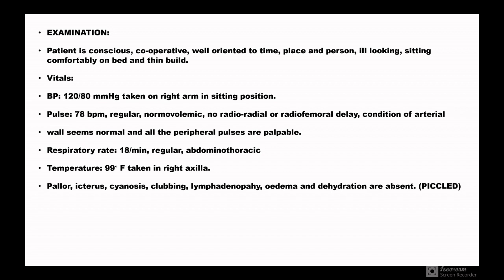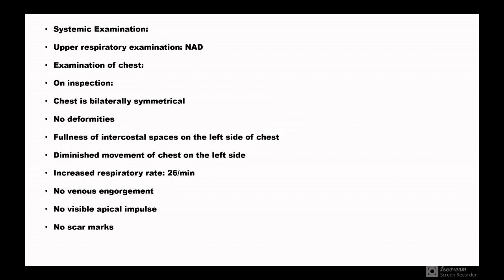Blood pressure is 120 by 80 mm of Hg, taken on right arm in sitting position. Pulse is 78 beats per minute, regular, normovolemic, no radial or radiofemoral delay. Condition of arterial wall seems to be normal and all peripheral pulses are palpable. Respiratory rate is 18 per minute, regular, abdominothoracic, and temperature is 100 degrees Fahrenheit, taken in right axilla. Pallor, icterus, cyanosis, clubbing, lymphadenopathy, edema, and dehydration are absent. That is PICCLE, a short code.